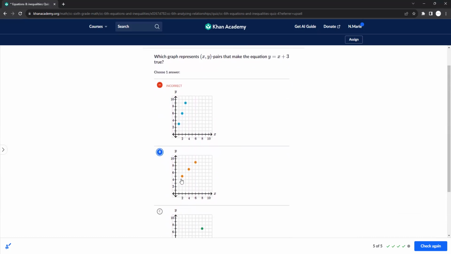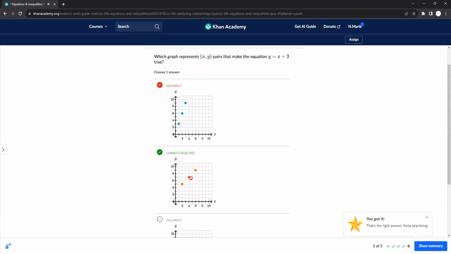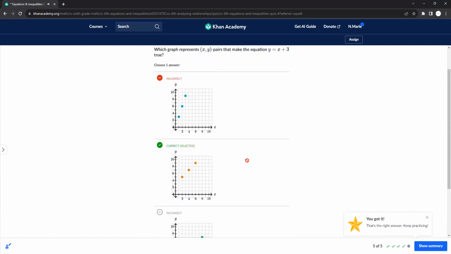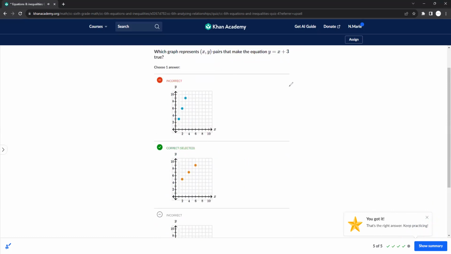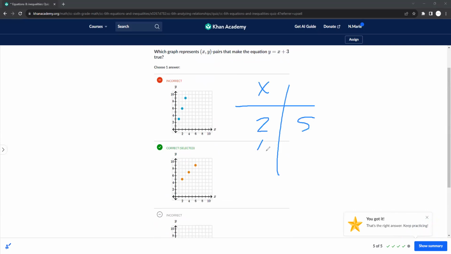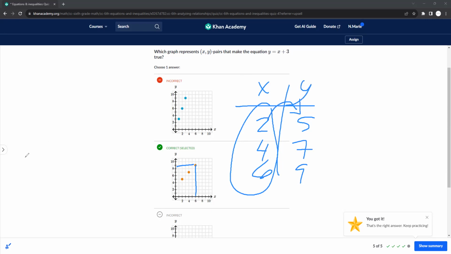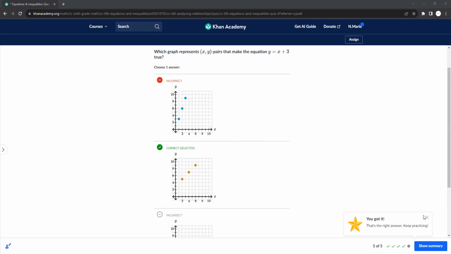Wait, this one actually might work. If I plugged in a 2, I get a 5. If I plug in a 4, I get a 7. Oh yeah, this one works. So you can see this table matches up with this one. If you were to make your table, x is 2, y is 5, x is 4, y is 7, x is 6, y is 9. And so if I add 3 to all of these, I will get these, which are my y values. And so that's how you find the graph when dealing with this.